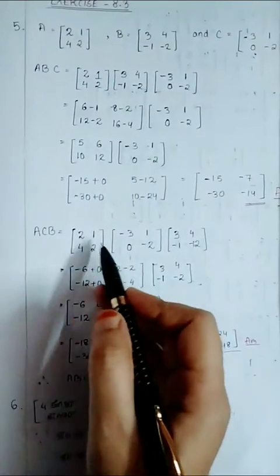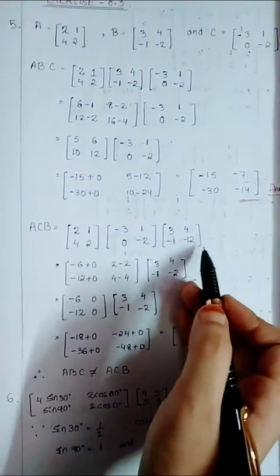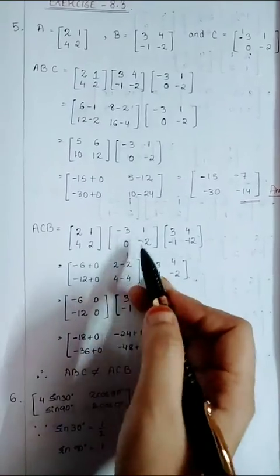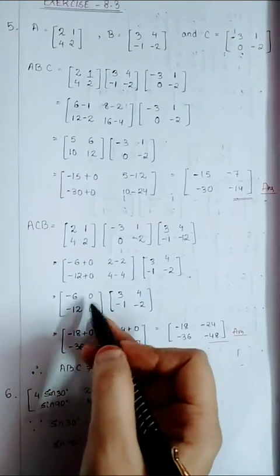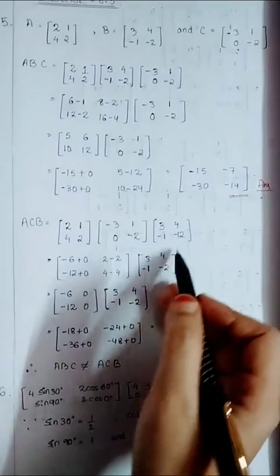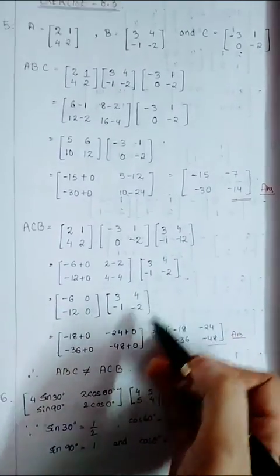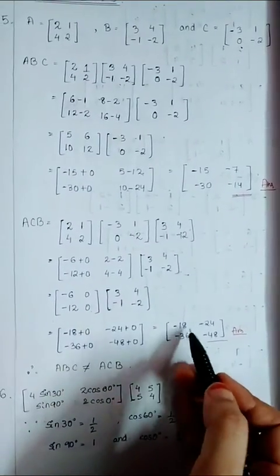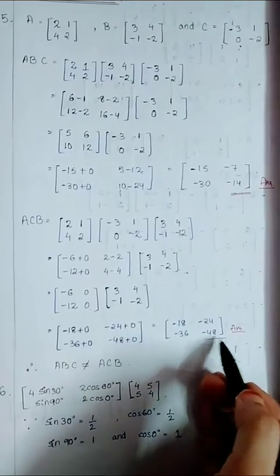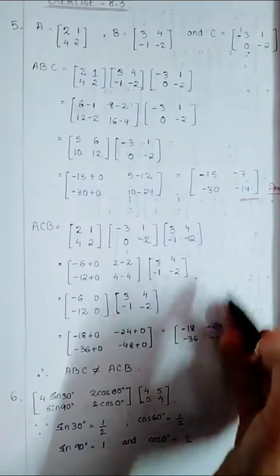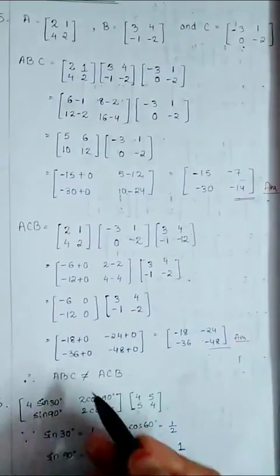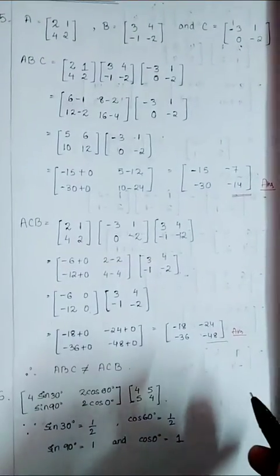Now ACB, we'll write A first, then C, then B. So we'll multiply A and C first. So here we are getting minus 6, 0, minus 12 and 0. And here when you multiply B to it, we are getting minus 18, minus 24, minus 36 and minus 48. So we can see over here both the matrices are not equal. Therefore we can say ABC is not equal to ACB.